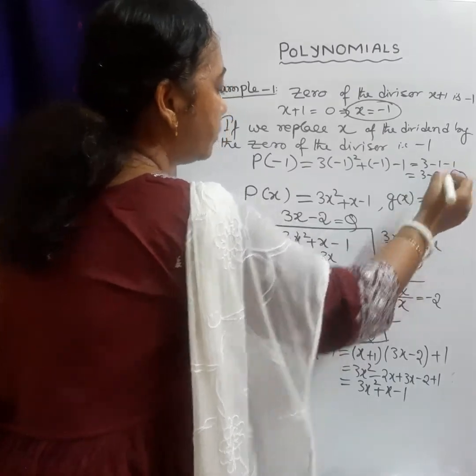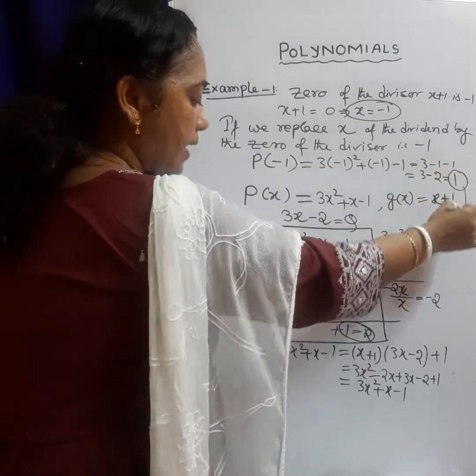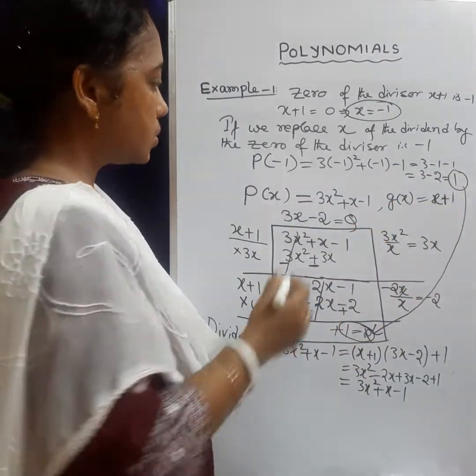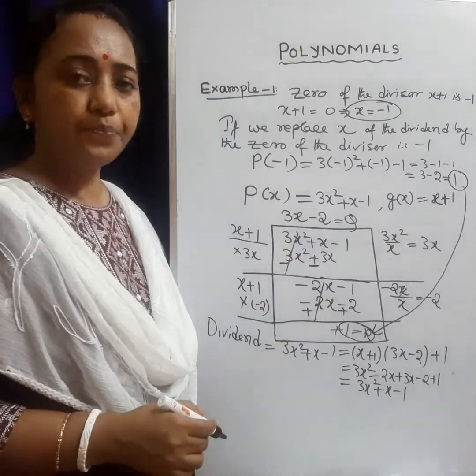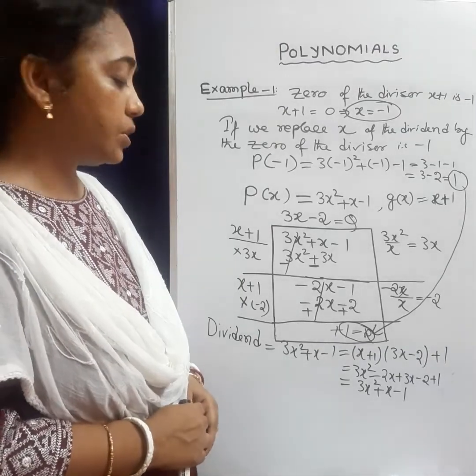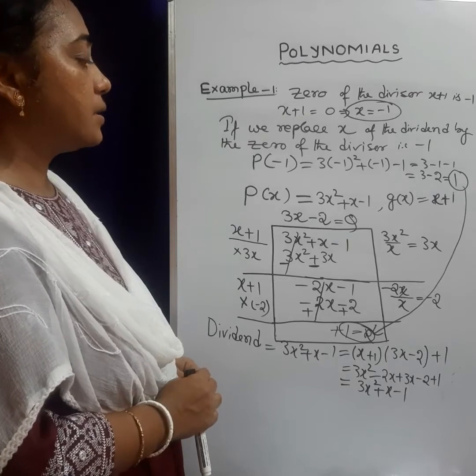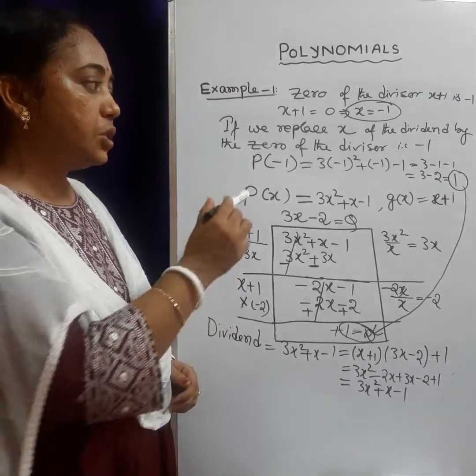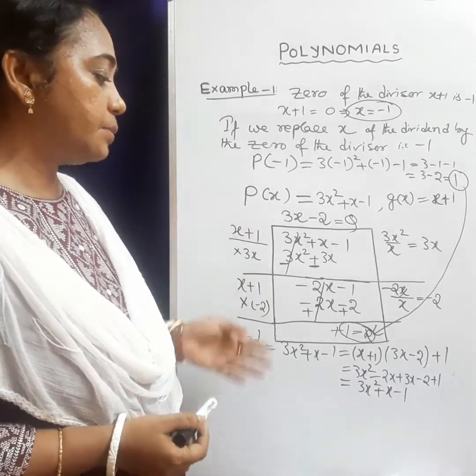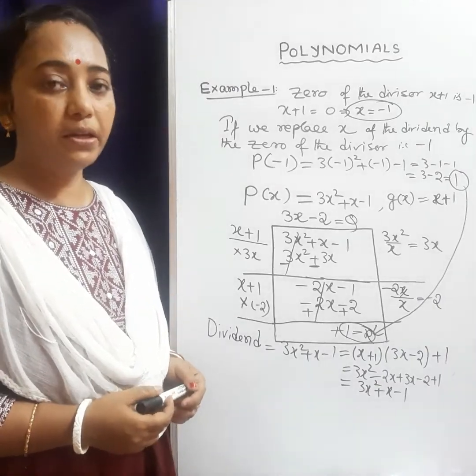Whatever value we are getting, that is p of minus 1 equal to 1, is the same as the remainder we get by doing the actual division process. So both results are the same. In this example, the remainder by the actual division process is the same as when we replace the variable of the dividend by the 0 of the divisor. If we do some more examples, we get the same similarity. With the help of this example, now we will see the remainder theorem.